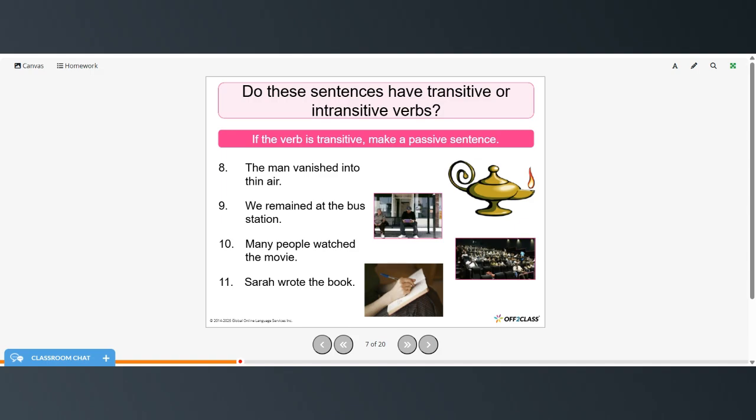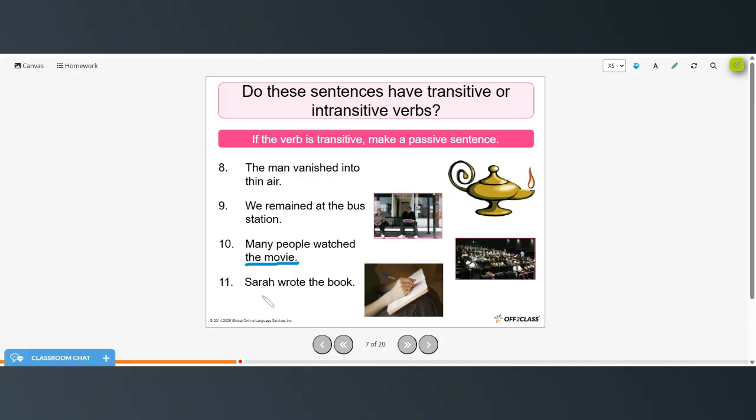The man vanished into thin air. So here there is no object, and so vanished would be an intransitive verb. We remained at the bus station. Again, there's no object here, and so this one would be an intransitive verb. Many people watched the movie. So here we do have the object, the movie. So we could say the movie was watched by many people, and so watched is a transitive verb.